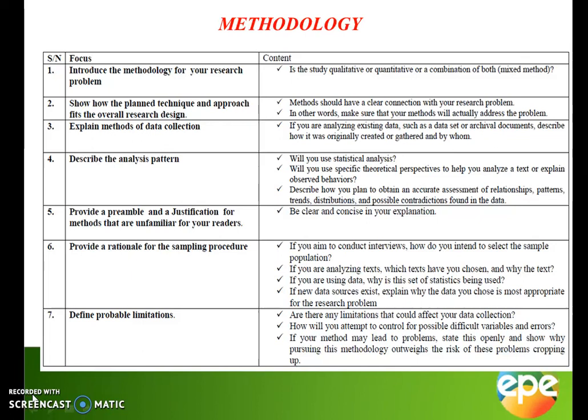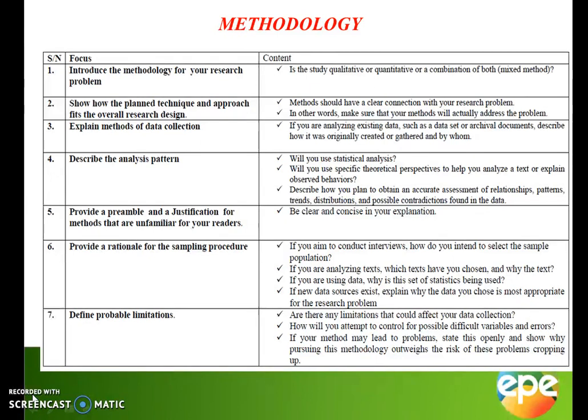You need to introduce the methodology for your research problem. What do we mean by introducing the methodology for your research problem? Is your study qualitative or quantitative, or is it a combination of both, what we call mixed methods? You need to show how the technique and approach you plan to use fit the overall research design. In doing this, you must make sure that the methods will actually address the problem. You must also be sure that the methods have a clear connection with your research problem.